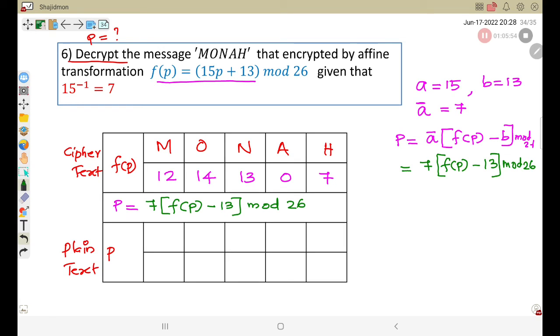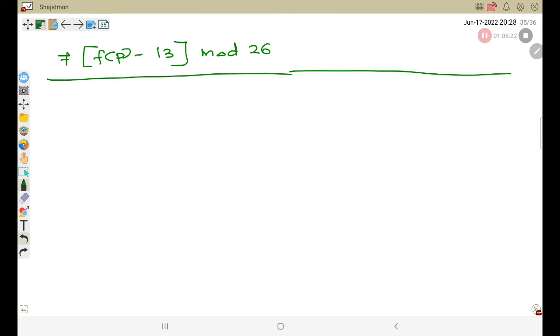So this calculation we need to do separately, okay? Then only we can go to the plain text part, okay? So we will go to that part separately. So first number is 12. I will write in a separate page. 7 multiply F of P minus 13. This is the plain text finding in affine cipher.